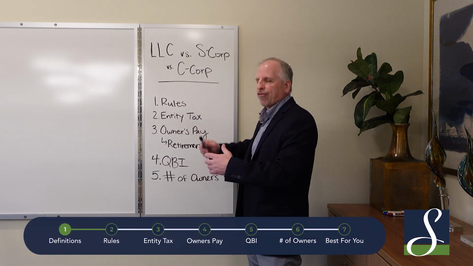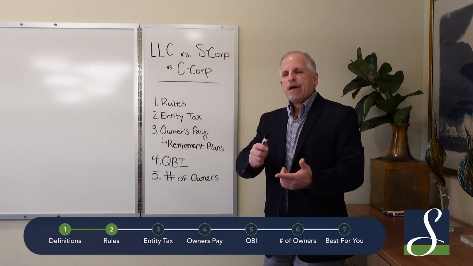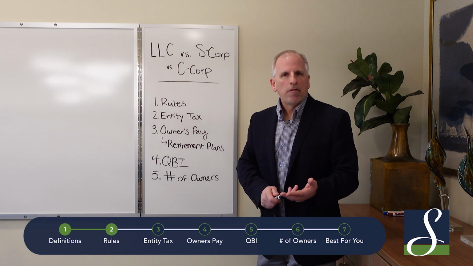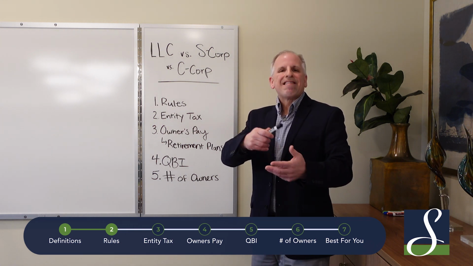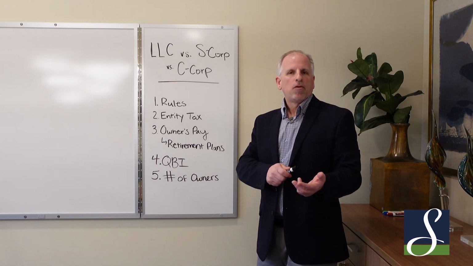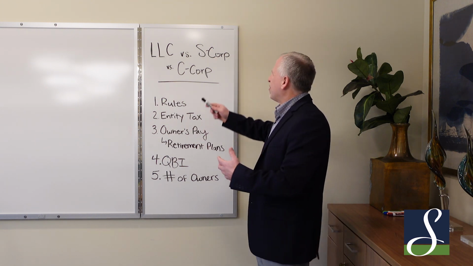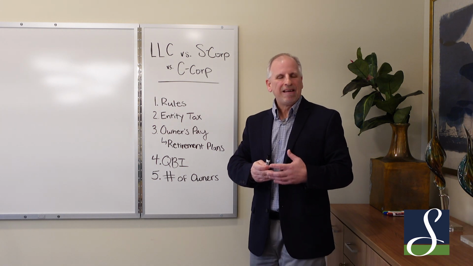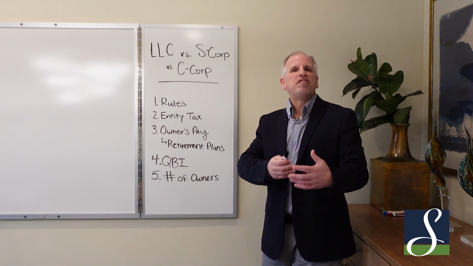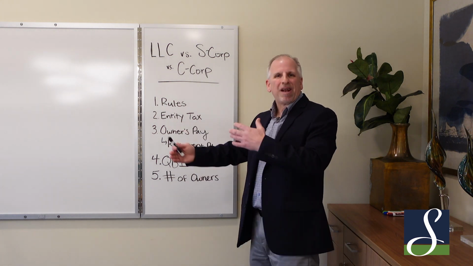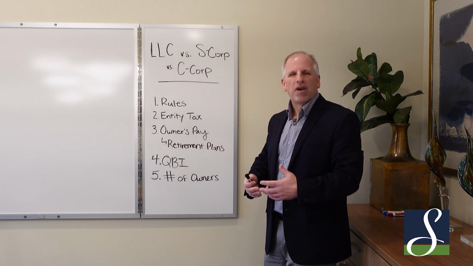Okay, so rules. What I'm looking at here is number of shareholders. Is there a foreign owner? Certain things you don't have the ability to do. You have to keep minutes with an incorporated business, with your S-Corp and your C-Corp. You don't have to do that with an LLC. It's got some administrative efficiency related to it. Okay, so those are the rules that I'm thinking about and considering.